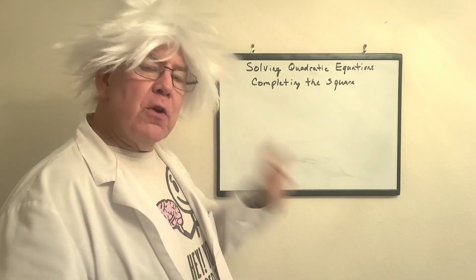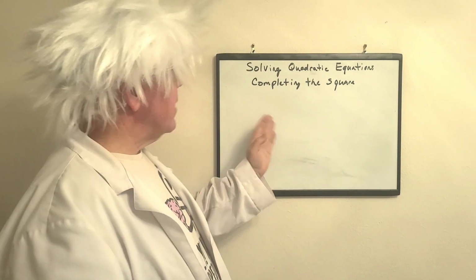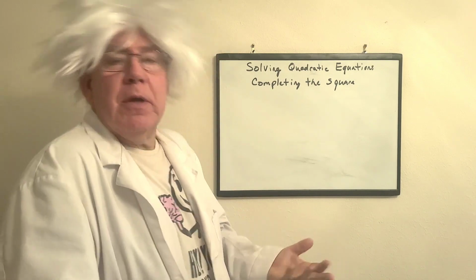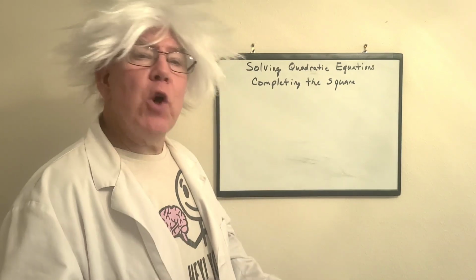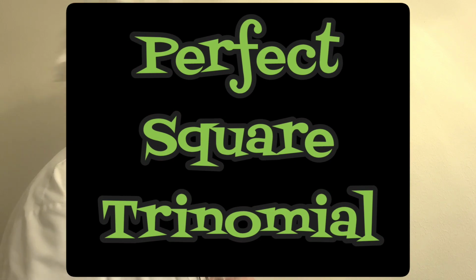This time, first, we're going to solve quadratic equations by completing the square, but I have to teach you how we complete the square. Well, it's simple. Let me talk to you about something called a perfect square trinomial. This is the way it shakes out, guys.